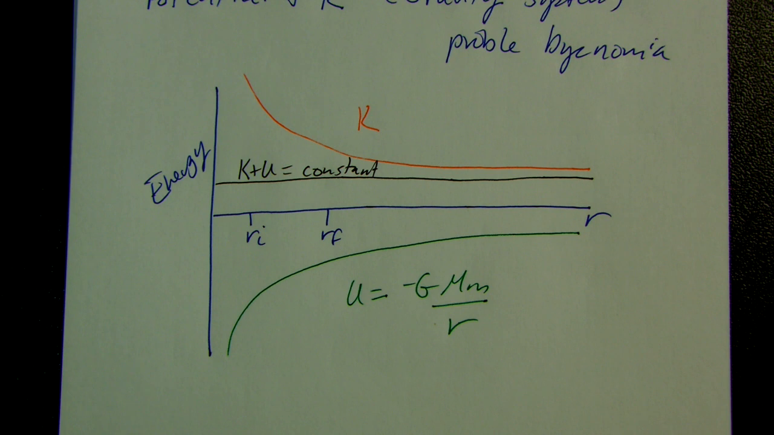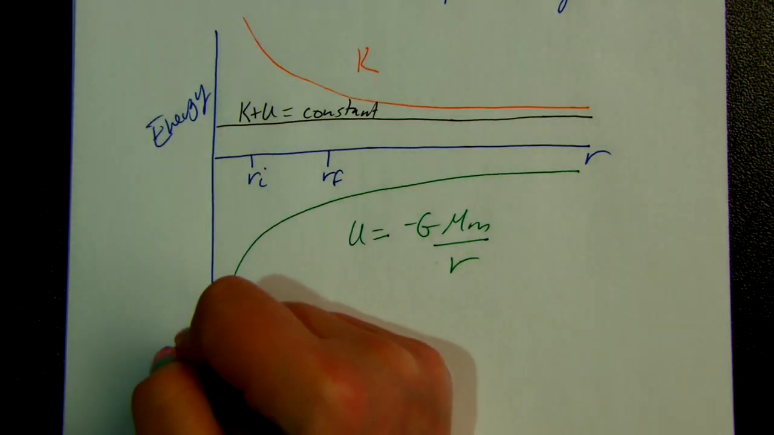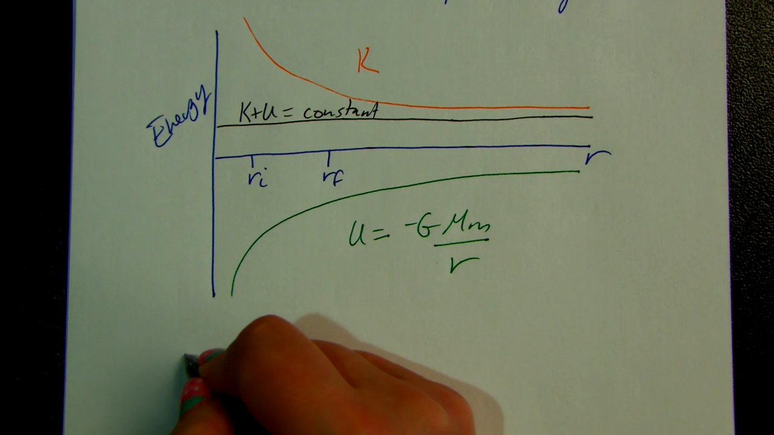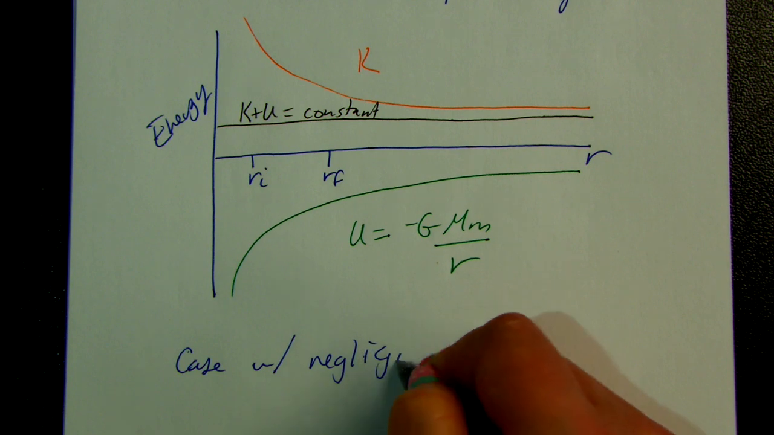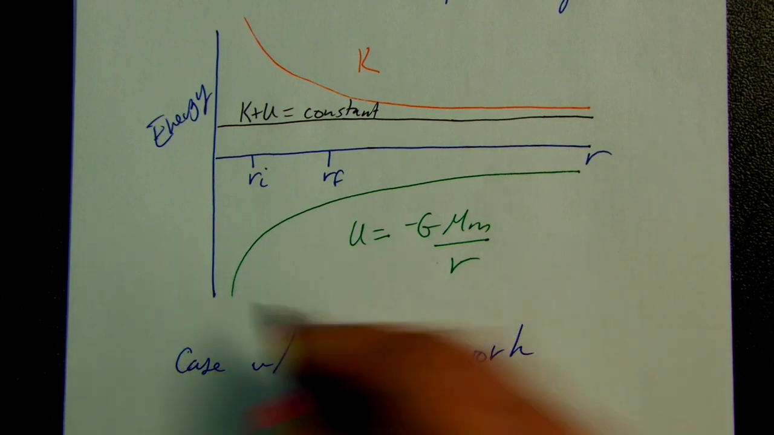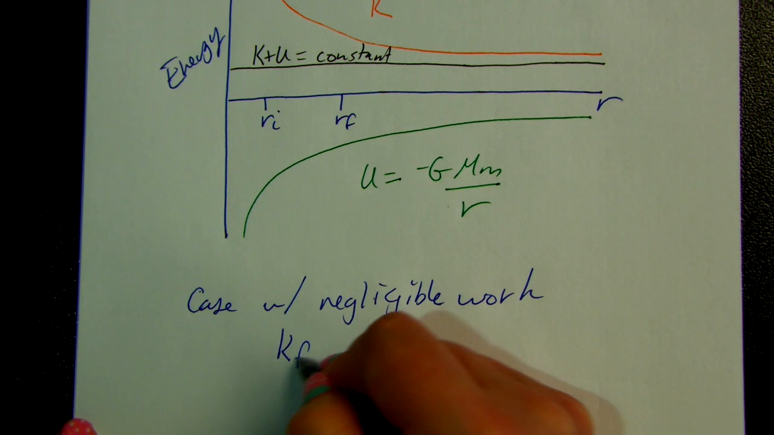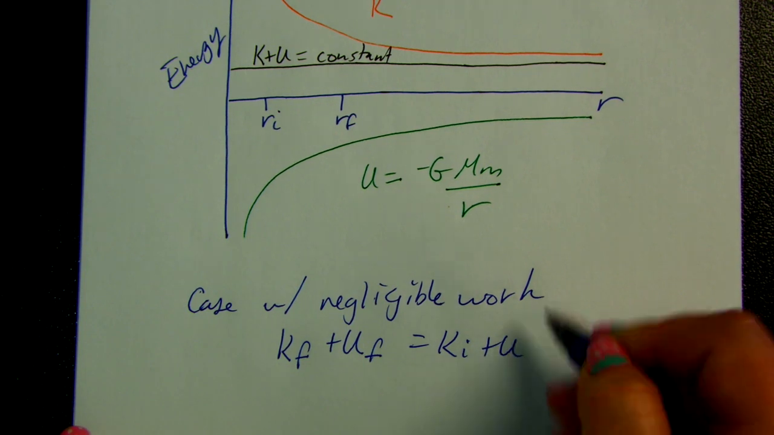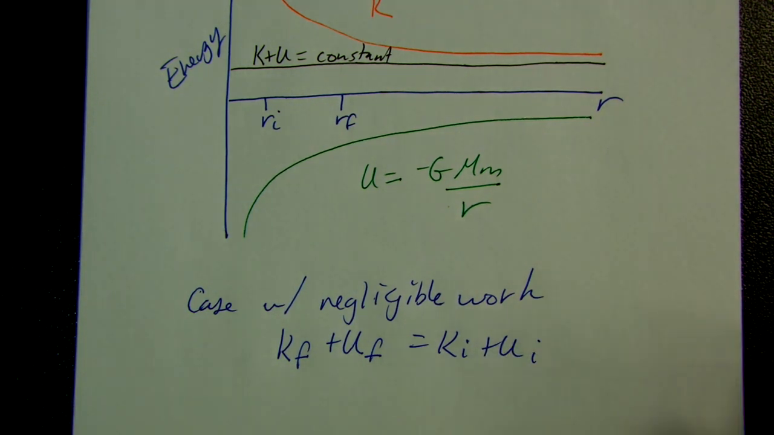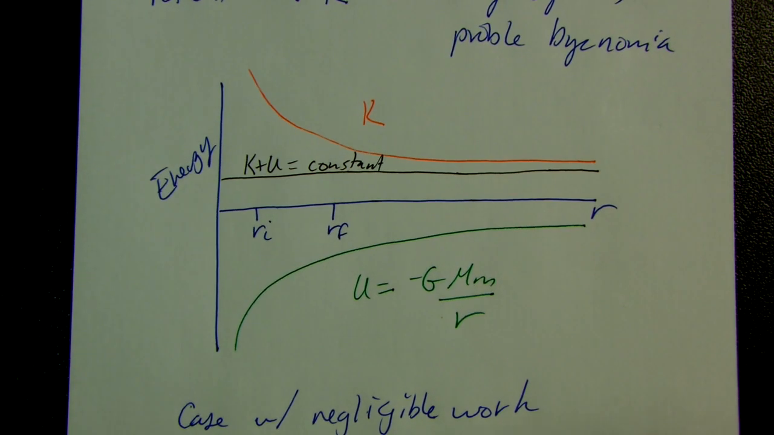It wouldn't change the entire time, which makes sense with the conservation of energy. As you gain kinetic, you lose potential. As you gain potential, you lose kinetic. Energy is a conserved quantity, and this is one of the consequences. And of course, this is a case with negligible work. So for this case, kinetic energy final plus potential energy final is equal to kinetic energy initial plus potential energy initial. And we can see that graphically here.